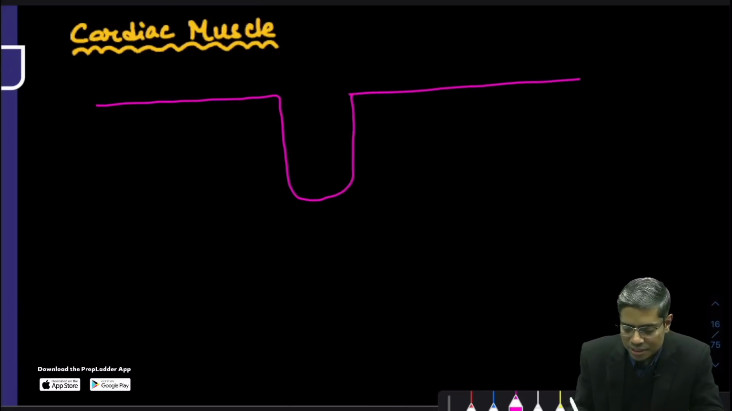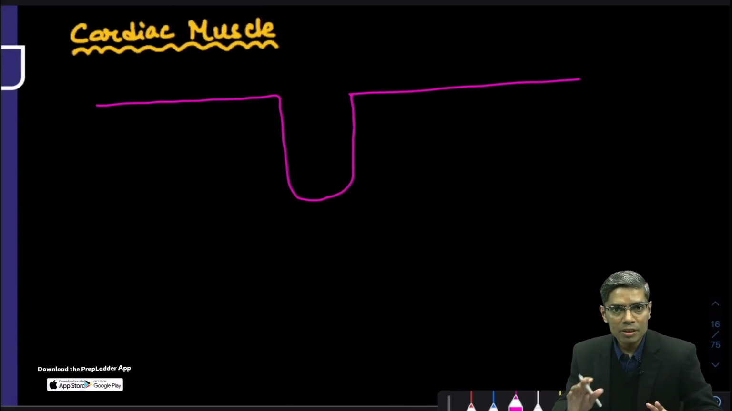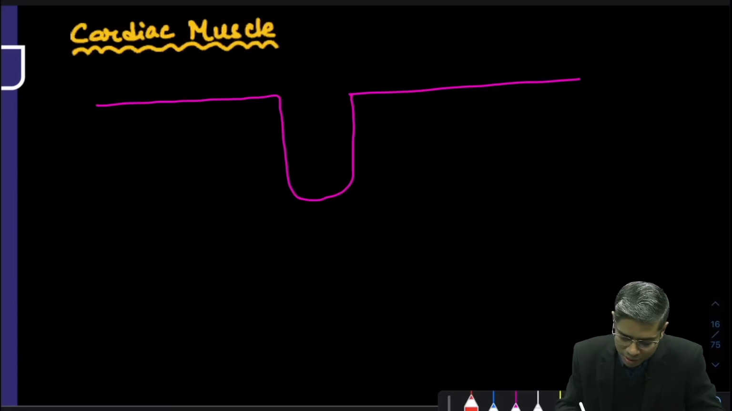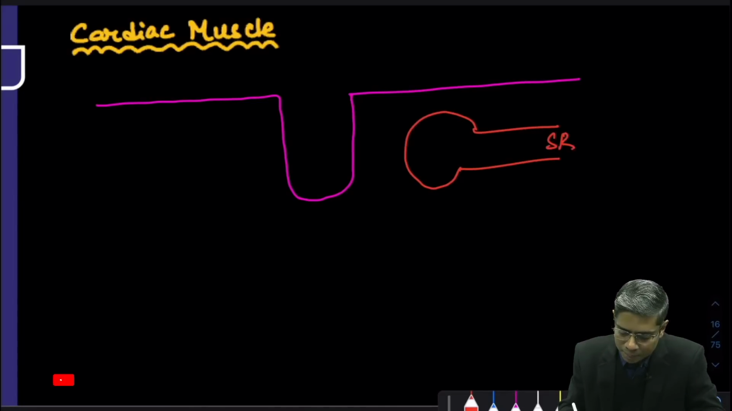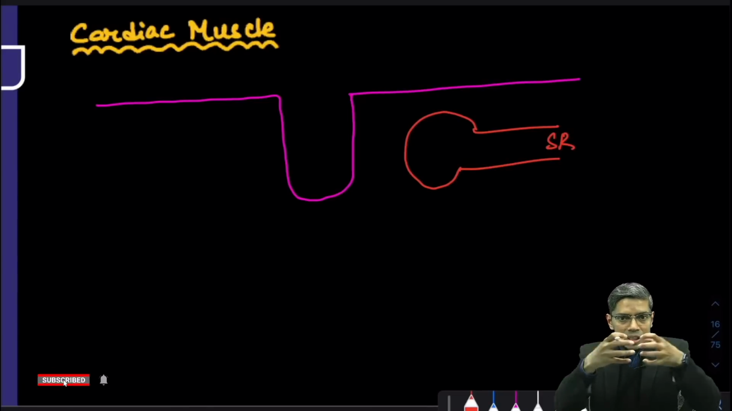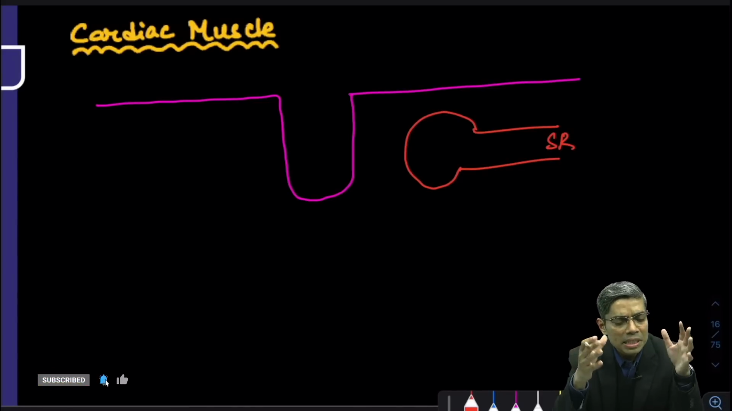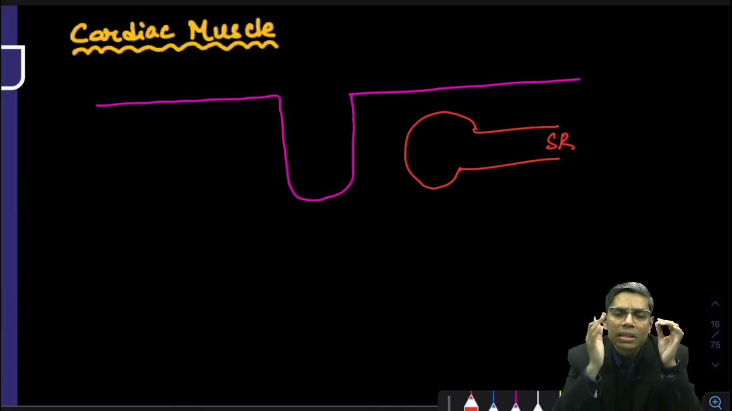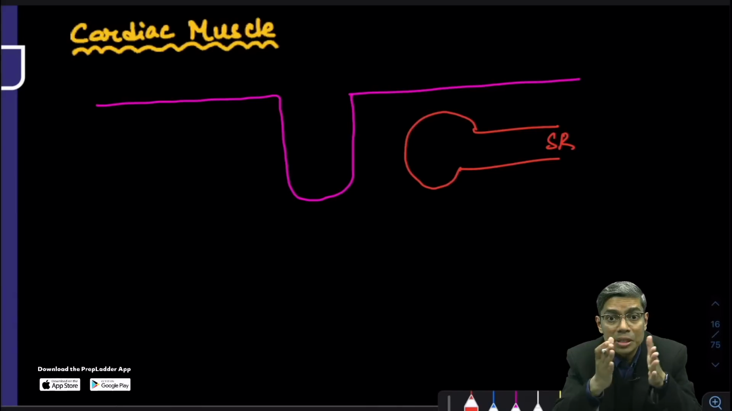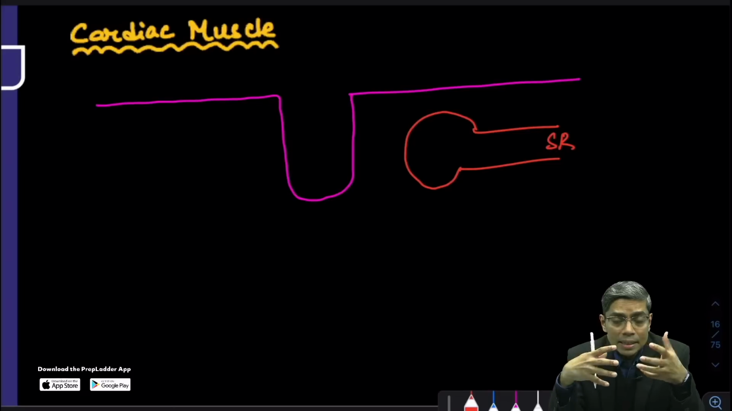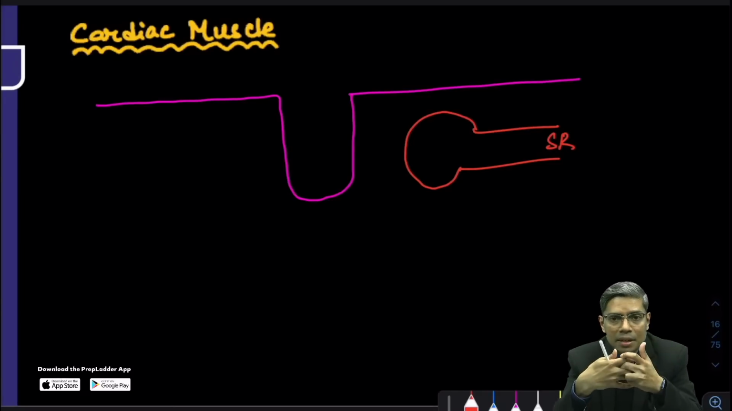In cardiac muscle, a similar kind of diagram is seen. There will be T tubules, and just opposite to these T tubules the sarcoplasmic reticulum will be there. The distance between the T tubules and the sarcoplasmic reticulum is very, very small, only a 15 nanometer gap between them. Therefore, whenever there is a change in conformation, there will be interaction.